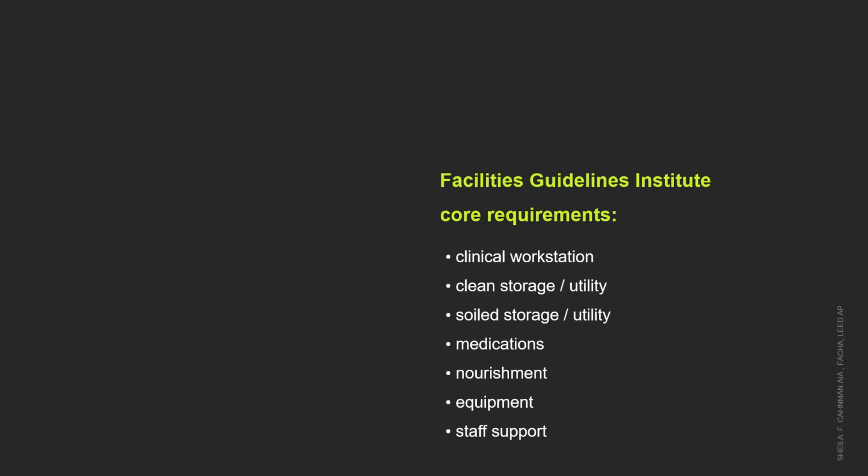So a good place to start to understand the space requirements on a patient unit is to look at the Facility Guideline Institute core requirements. The FGI guidelines are in over 40 states. Some states have their own version of this, but almost universally, these are the rooms required on a patient unit. Clinical workstations for nurses, physicians, and other ancillary support people. Storage for clean supplies. Storage for soiled trash and linen before they're removed off the unit. Medication areas, nourishment areas, equipment storage areas, and then staff support areas such as locker rooms or lounges.